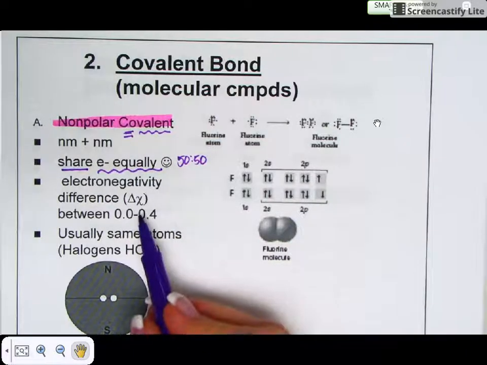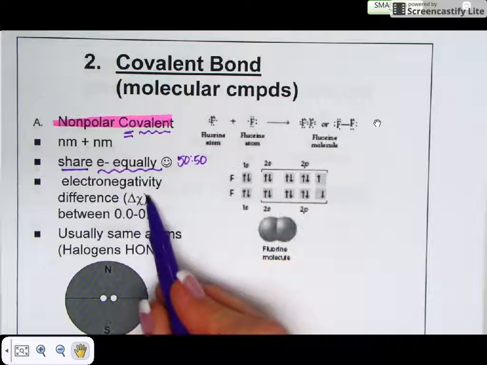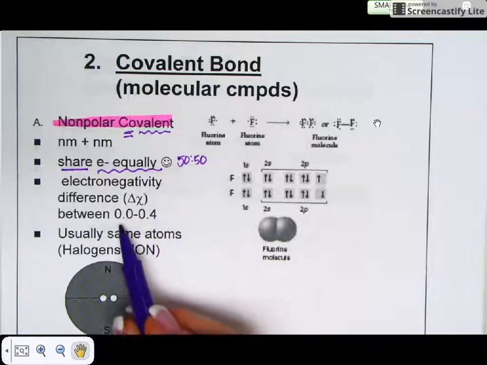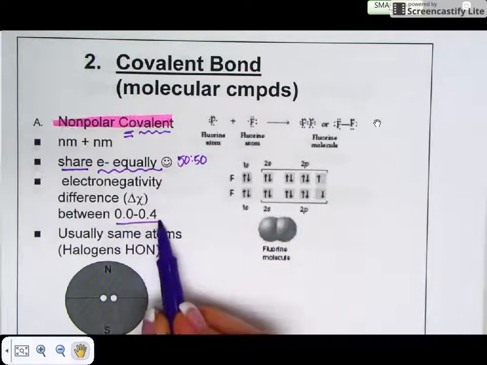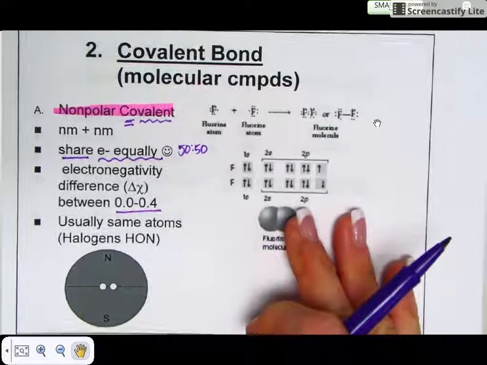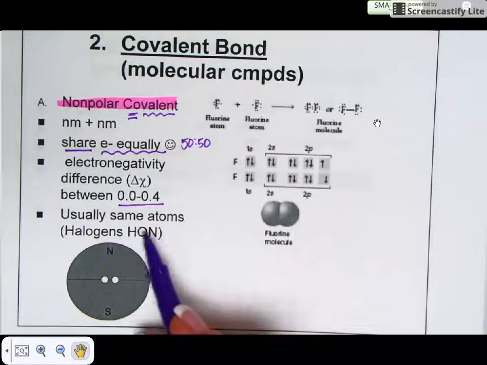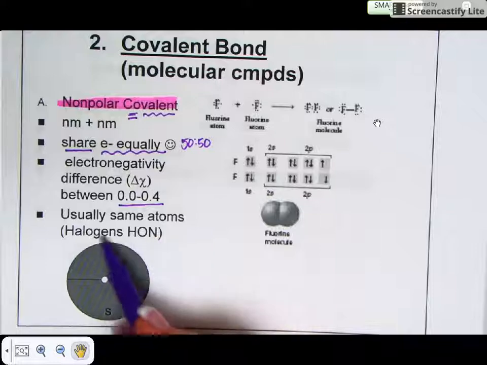We're going to find with this type of bond, when we do our electronegativity difference, it will end up equaling between 0 and 0.4. That will be our range. Usually, these occur between the same atoms, like with our halogens.